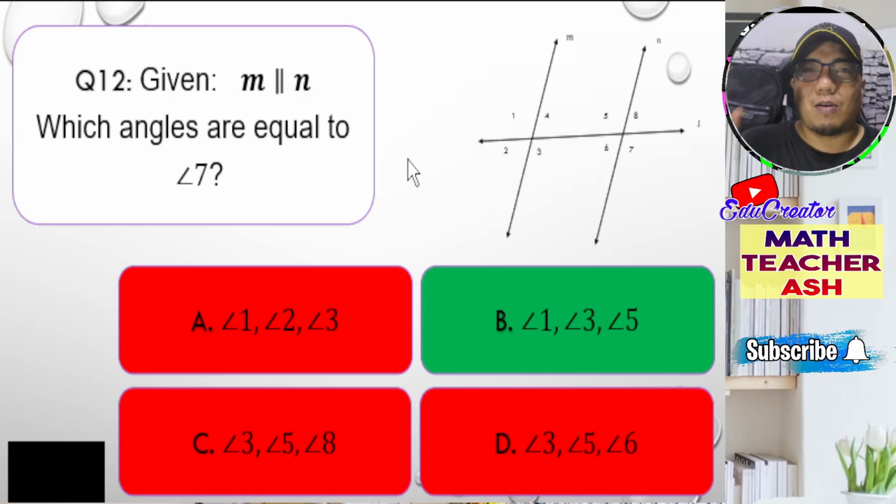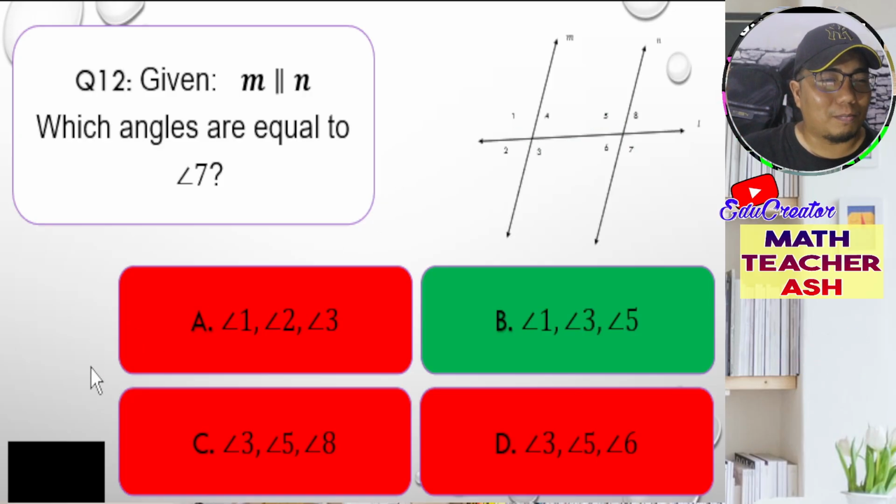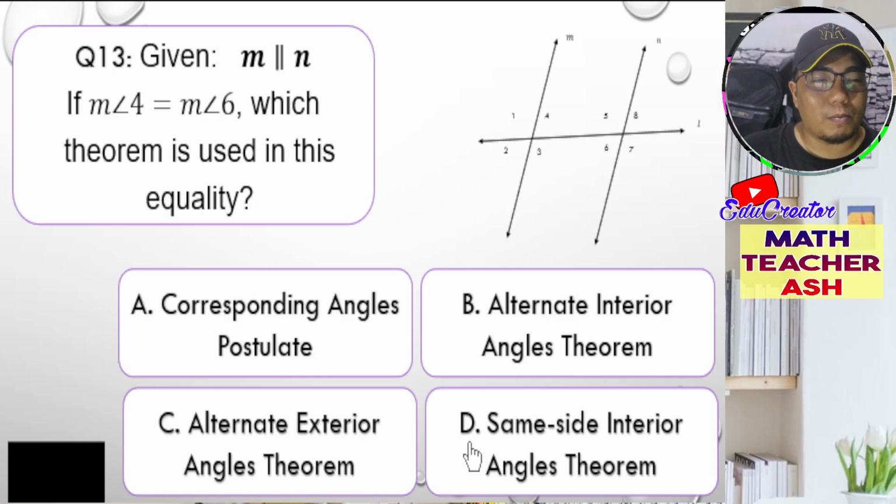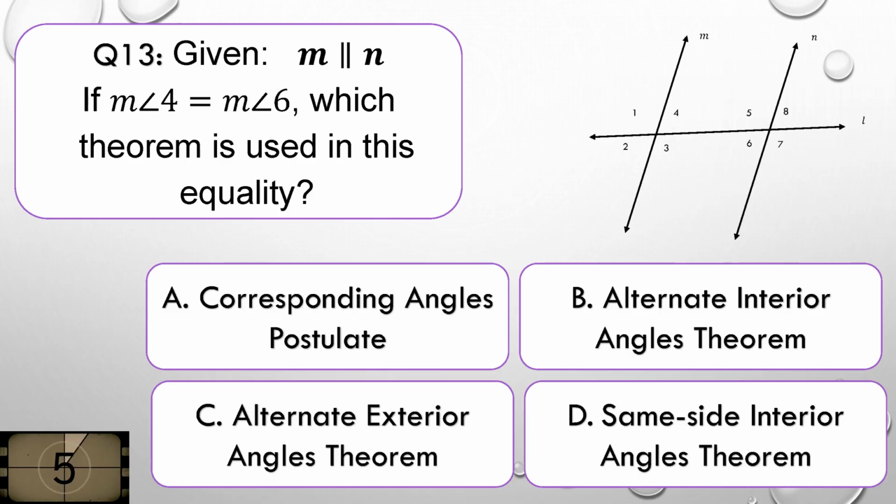Okay, so now let us go to question number 13. Given still, if the measurement of angle 4 is equal to the measurement of angle 6, which theorem is used in this equality? Is it A, corresponding angles postulate, B, alternate interior angles theorem, C, alternate exterior angles theorem, or D, same side interior angles theorem? Okay, I will give you 5 seconds to think about your answer.